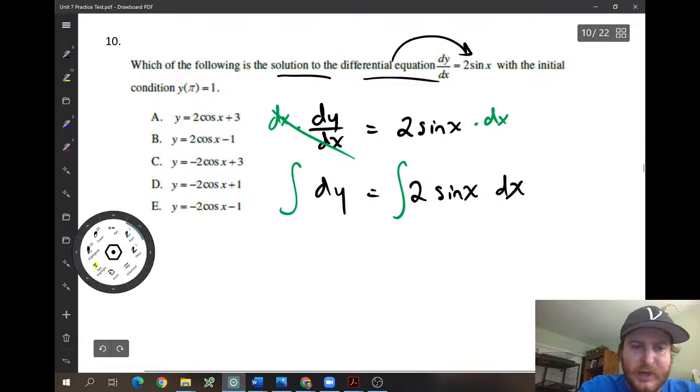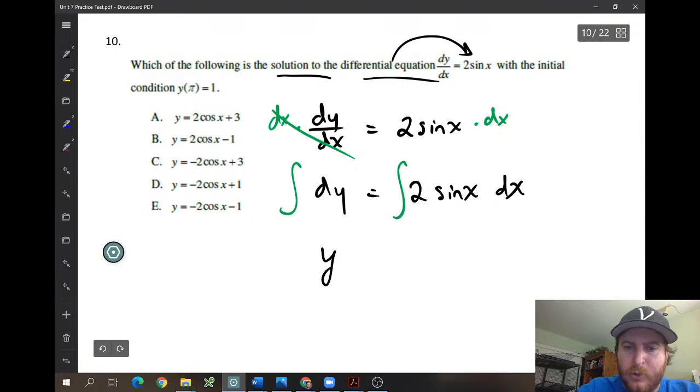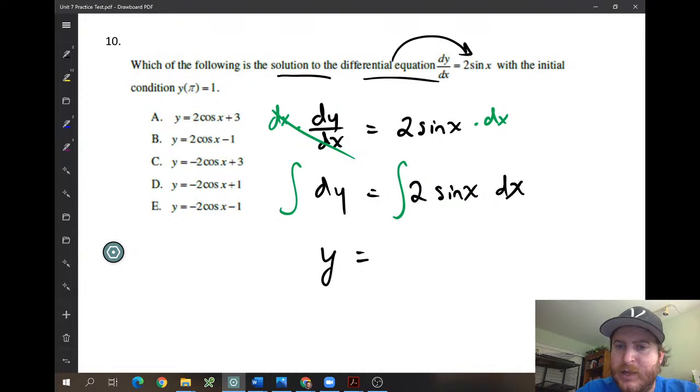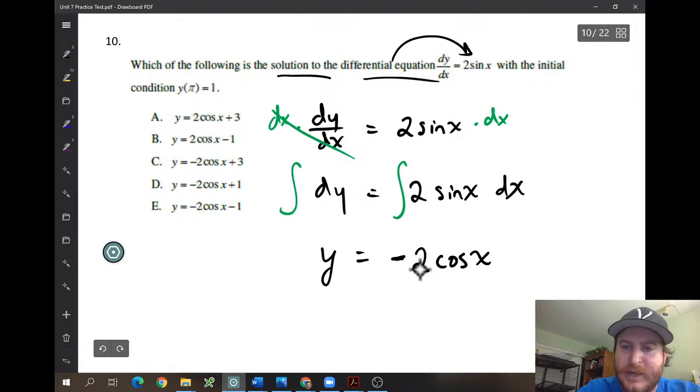The integral of the left side, dy, just gives me y equals. Then on the right side, the integral of sine of x is negative cosine of x. So we need to make sure we have those memorized. The integral of sine is negative cosine. That's because if I took the derivative of cosine, it's negative sine. So I need to have that negative there. And then we need the plus c.